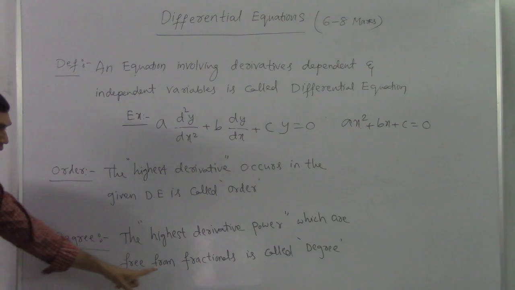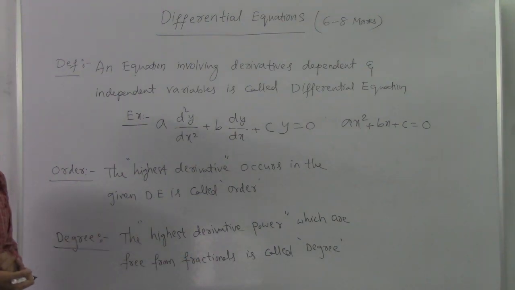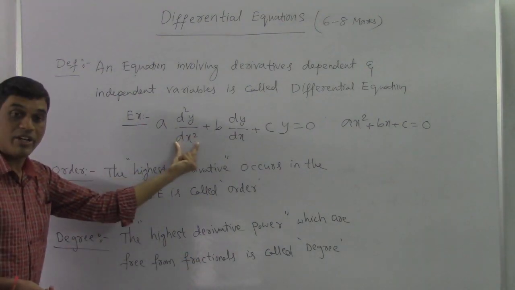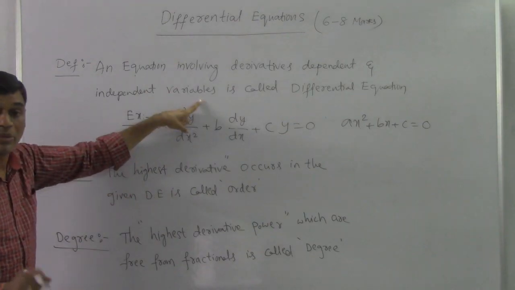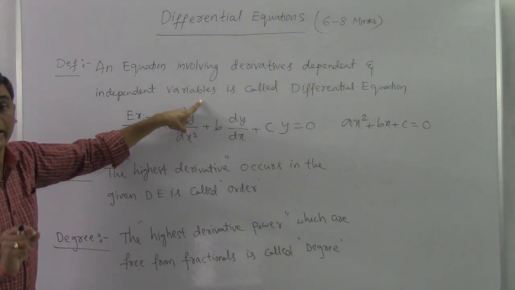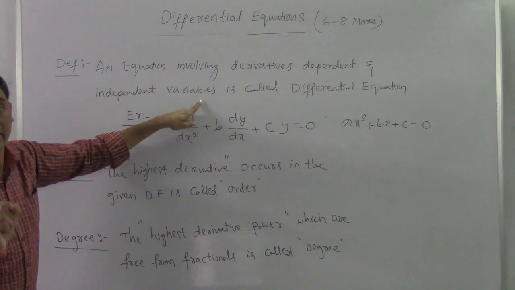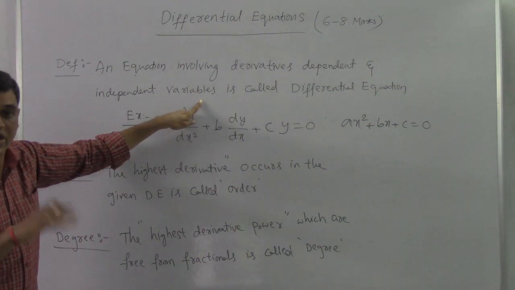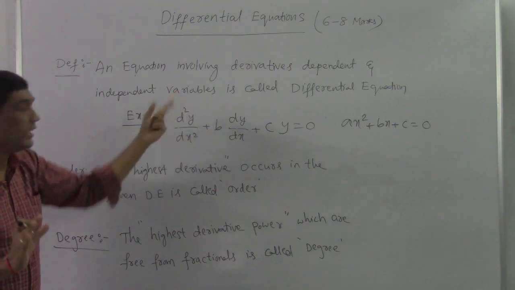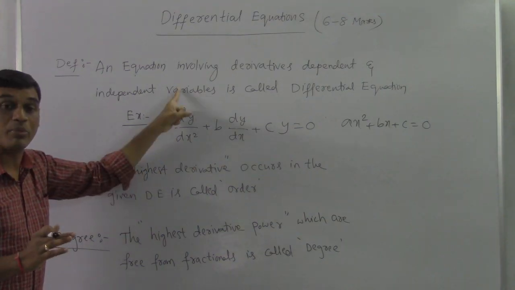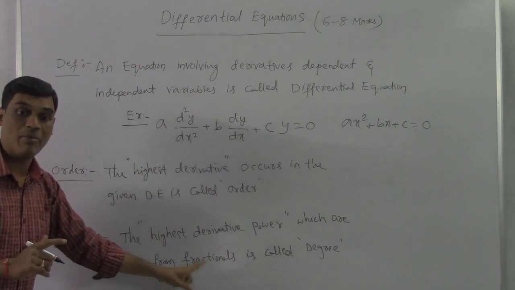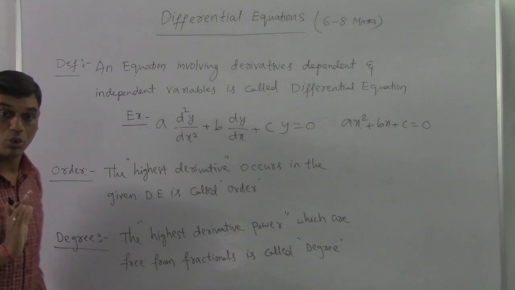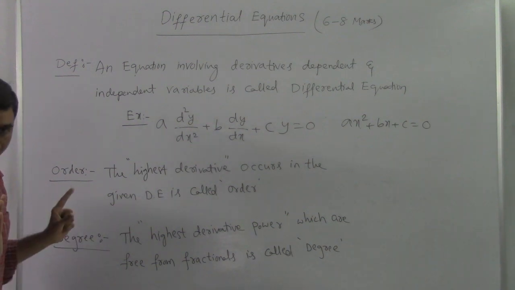And what is given? Which are free from fraction values. What is the highest derivative there? The powers must compulsorily be integers only, not in the form of p by q or real numbers. If we use real numbers, we can include rational as well as irrational. That's why what is given? Powers must not be in the form of p by q. That you have to observe to find degree, not for order.